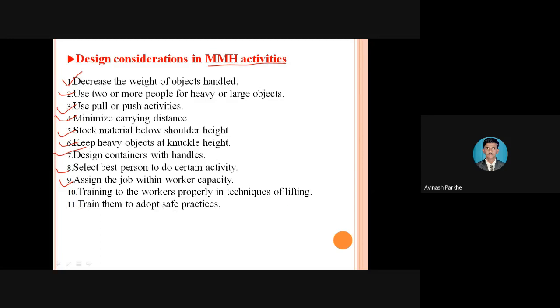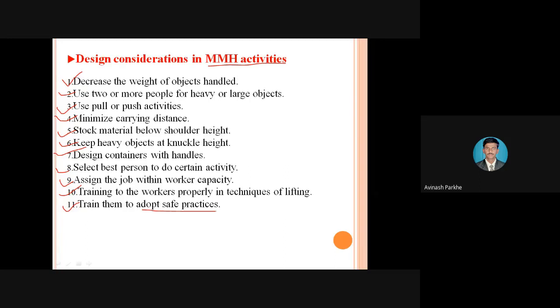And the last one is to train them to adopt safe practices. Whenever we are working in heavy duty applications or transferring the components from one location to another location, some safety practices are also to be provided. Whenever we are working in heavy duty applications, some safety devices we have to provide to that particular worker. Maybe different types of headphones in order to avoid the effect of noise, some hand gloves, some helmets. Such safety devices or safety practices we have to provide, or related trainings we also have to provide to that particular worker.